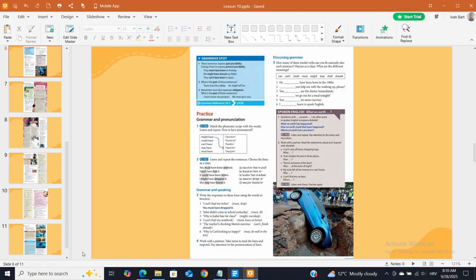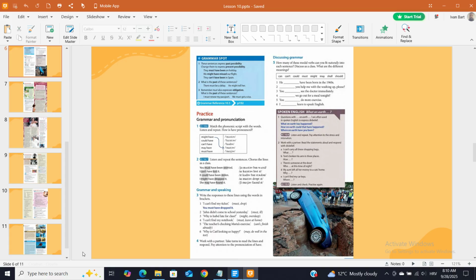10.7 Listen and repeat the sentences. Chorus the lines as a class. You must have been worried. I can't have lost it. It could have been stolen. I might have dropped it. She may have found it. Grammar and speaking.